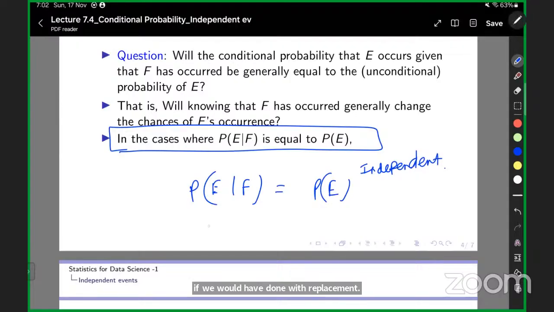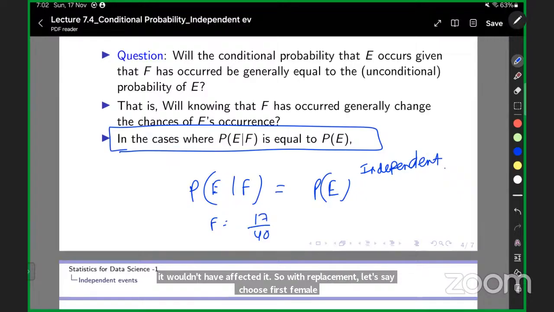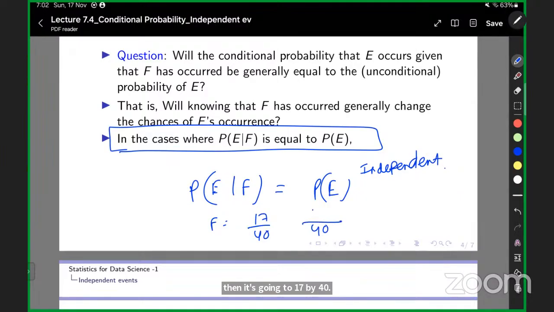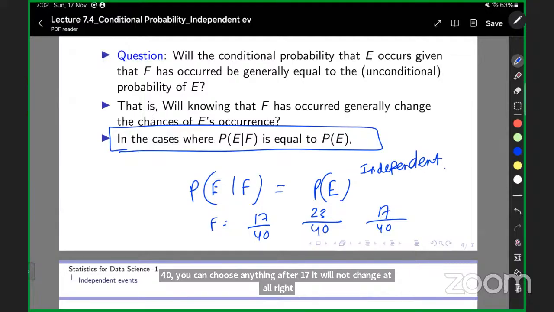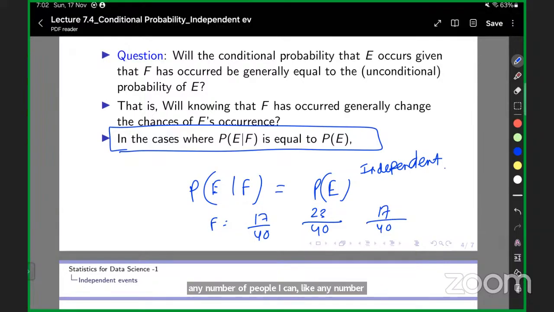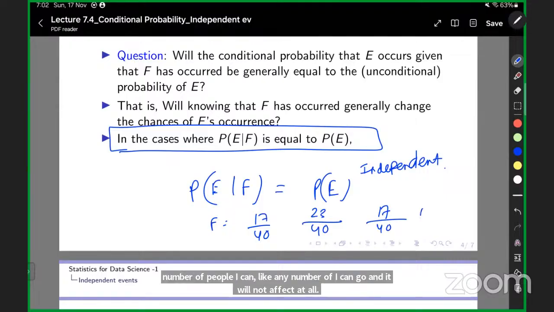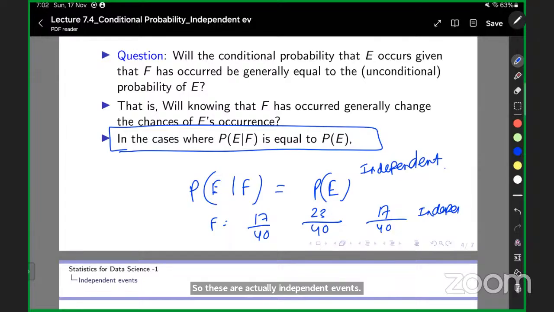So with replacement, let's say I choose first a female, then it's 17 by 40. Then with replacement, again it became 40. Now I'll choose anything, just a male, same thing. Again I replace it and then choose. From 40 I can choose anything, let's say 17. It will not change at all, right? Any number of times I go, it will not affect anything. So these are actually independent events. Something happening will not affect the next outcome, but generally that's not how it works. We do something and it will affect the next outcome, right?